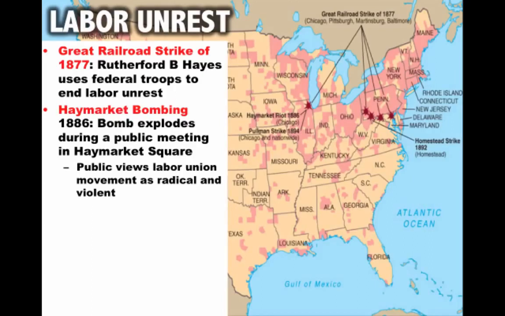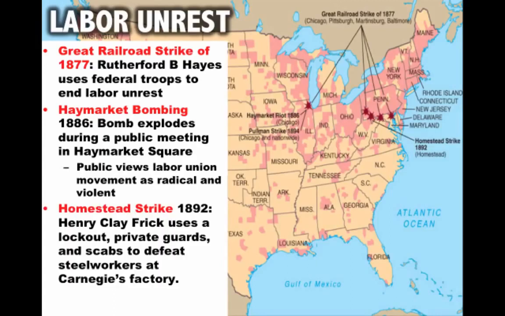In 1886, there's the famous Haymarket bombing, where a bomb explodes during a public meeting in Haymarket Square near Chicago. Although it was the work of radical anarchists, a bunch of people end up getting arrested, and the public views the labor union as a whole as a radical and violent movement. And so labor unions suffer a setback during this event.